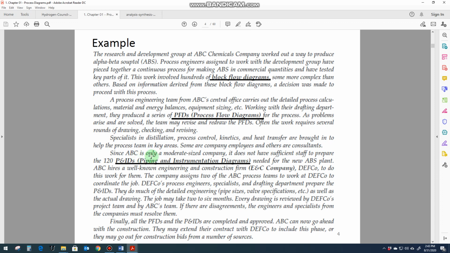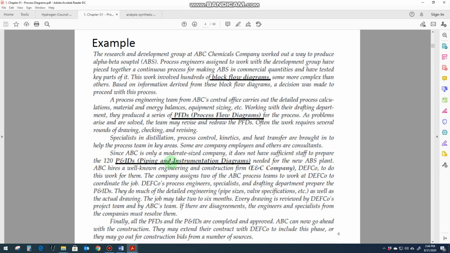Since ABC is only a moderate-sized company, it does not have sufficient staff to prepare the 120 P&IDs, piping and instrumentation diagrams, needed for the new ABS plant. Now, with the name here, piping and instrumentation, this is the most advanced form of the flow diagram. In this piping and instrumentation diagram, you will see the actual shapes of the equipment that are being used.